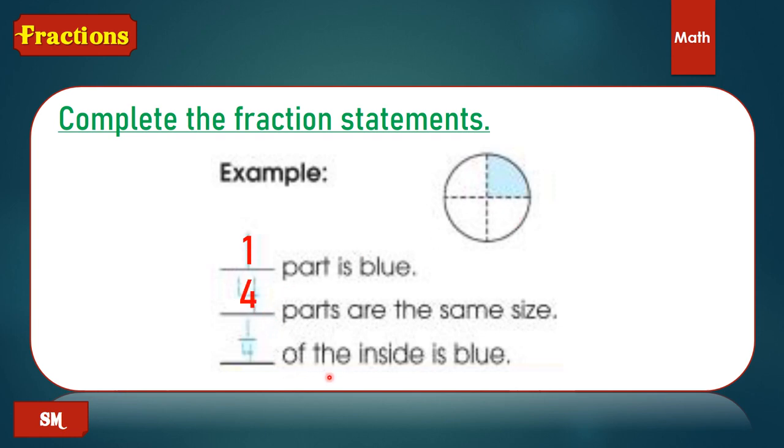Now, how many of the inside is blue? So he's talking about the whole shape. When I talk about the whole shape, I can't say 1. 1 here means that the whole circle is blue. But here I want to say that just 1 part is blue. How can I write it? I will write 1 from 4 parts. 1 part from 4 parts. 1 from 4. 1 over 4. Or I can say 1/4, like 1/3. Here I can say 1/4 or quarter.